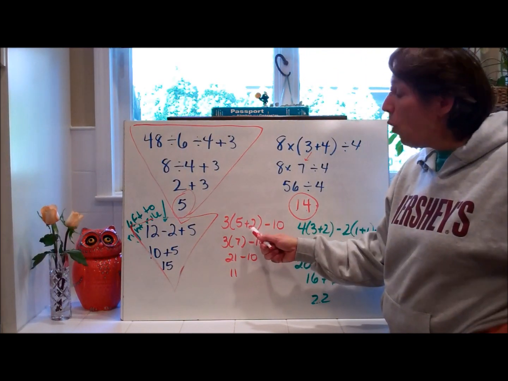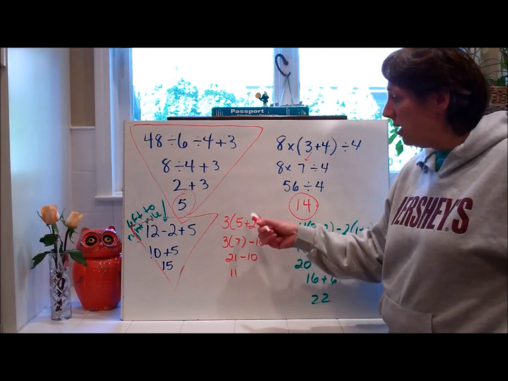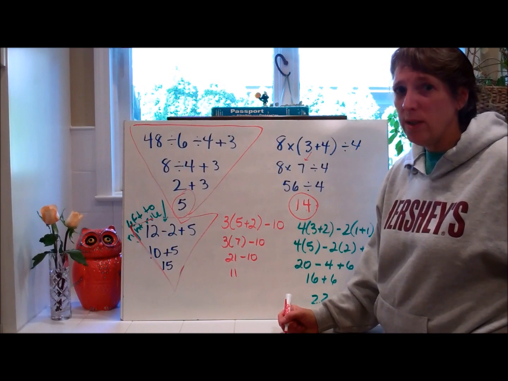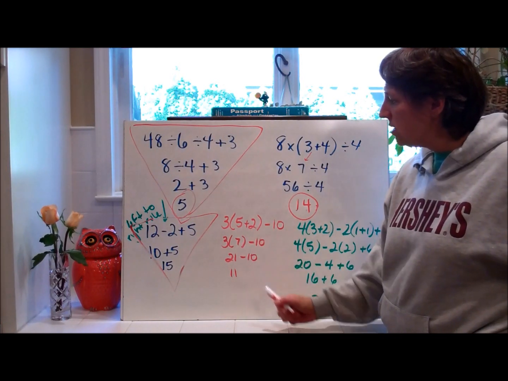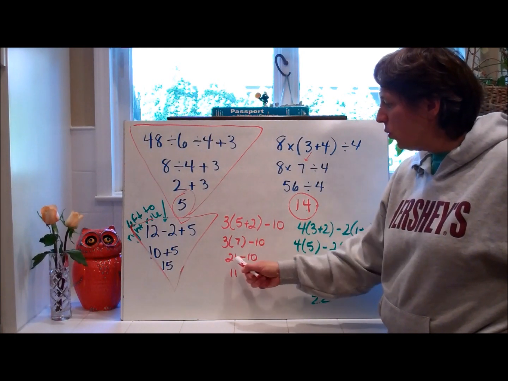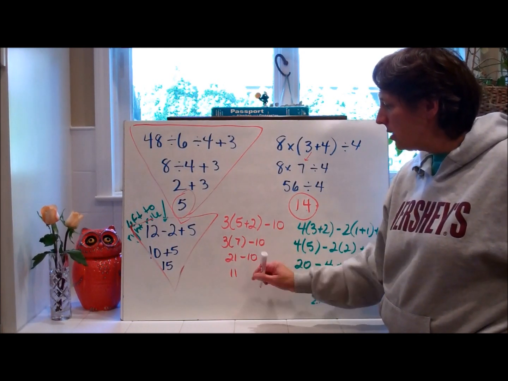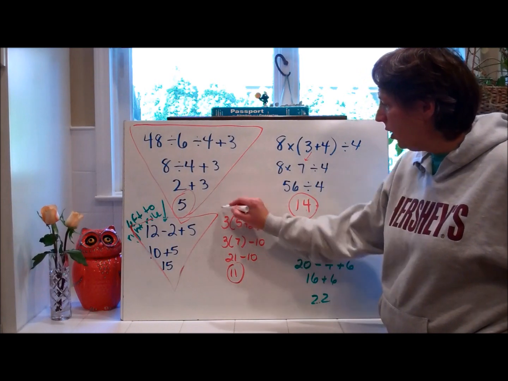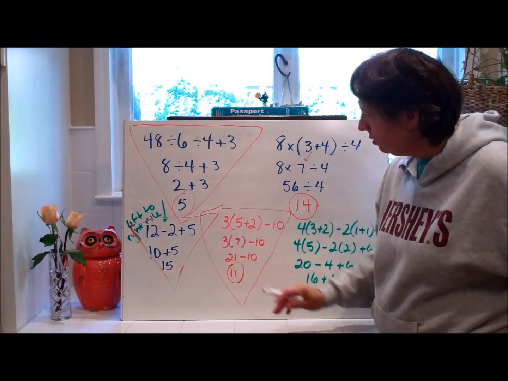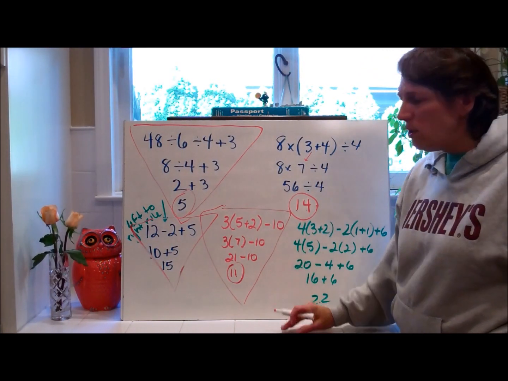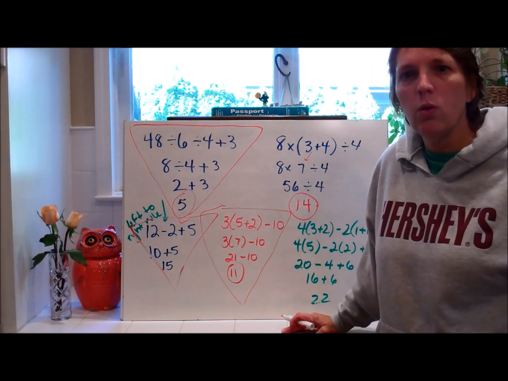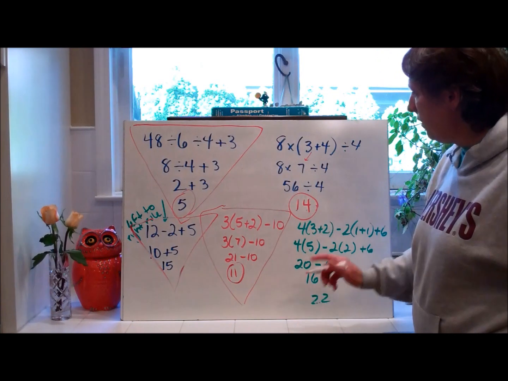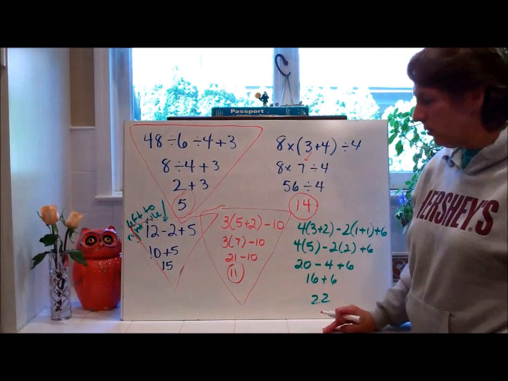Then 3 times the quantity of 5 plus 2 minus 10, and I expect you to be able to say that. 3 times the quantity of 5 plus 2 minus 10. 5 plus 2 is 7. 3 times 7 is 21. Minus 10 is 11. I circle that, but look at how my work is shown. I expect that for you. Do you need to draw triangles? Some students like to do that because it kind of makes them feel like they're organizing their work. You can leave it like this, or you can draw the triangles.